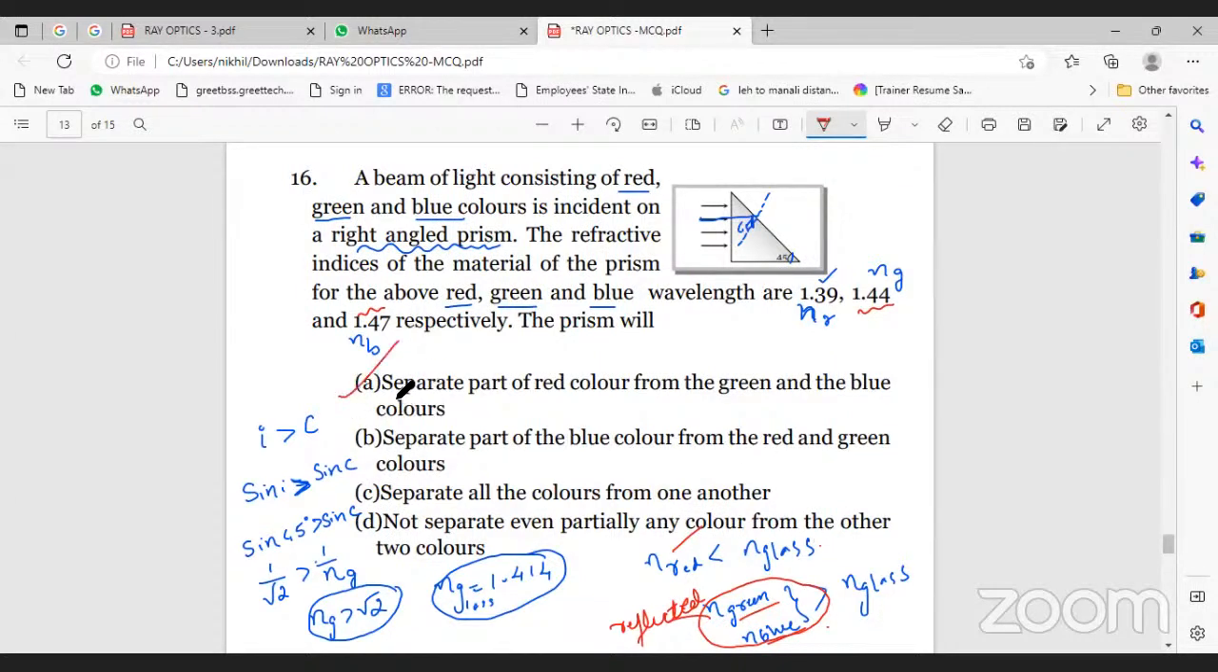So which is the right option? Option A: separate part of red color from green and blue. Green and blue will undergo reflection since their refractive index is more, so green and blue get separated from red, or red is going to form a separate one compared to green and blue.